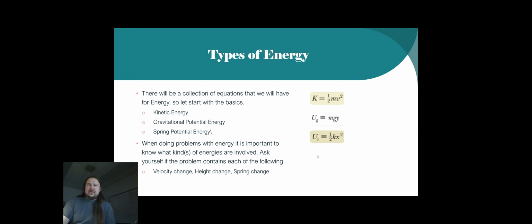When you're doing problems that involve energy, it's really important that you ask the questions. What kind or kinds of energy are involved in this problem? Ask yourself if the problem contains each of the following. Okay. Is there a velocity change that is occurring in this problem? If so, you've got kinetic energy involved. Okay, because that depends on velocity. Is there any type of a height change? If there is, you've got gravitational energy. Or if there's something to do with a spring, that spring is changing its compression or stretch or anything like that. If there's anything with a spring, you have spring energy involved.